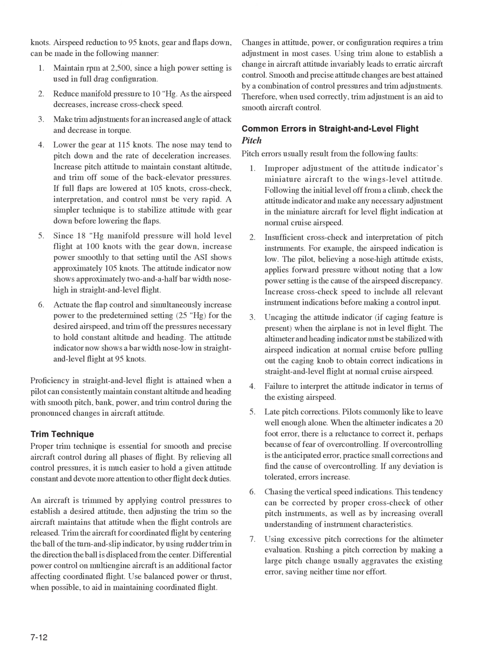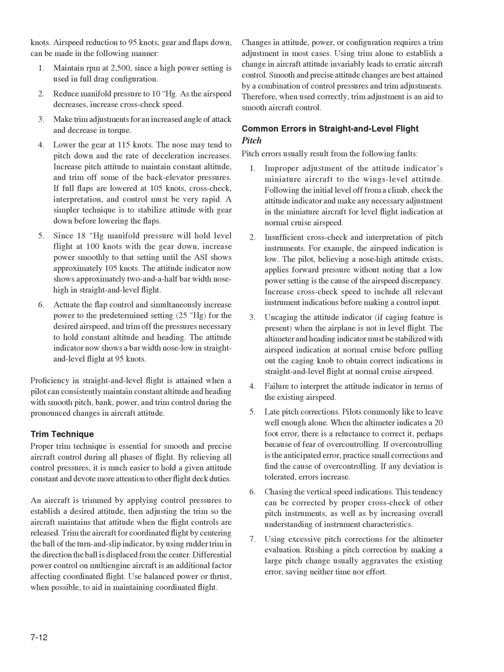Airspeed reduction to 95 knots, gear and flaps down, can be made in the following manner. 1. Maintain RPM at 2,500, since a high power setting is used in full drag configuration. 2. Reduce manifold pressure to 10 Hg. As the airspeed decreases, increase crosscheck speed. 3. Make trim adjustments for an increased angle of attack and decrease in torque.